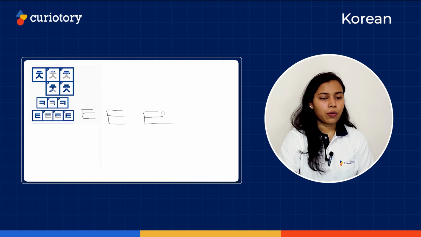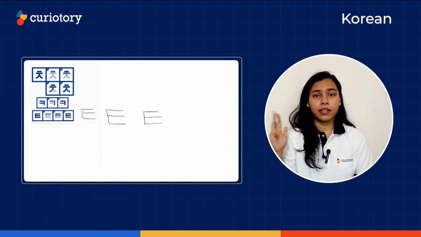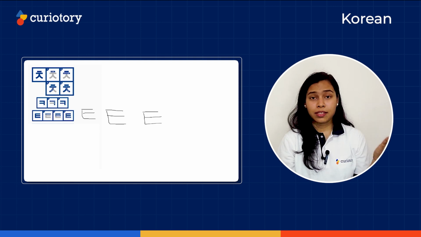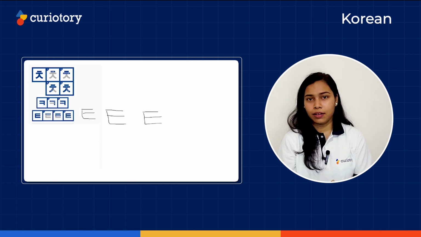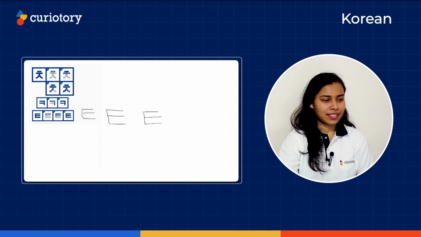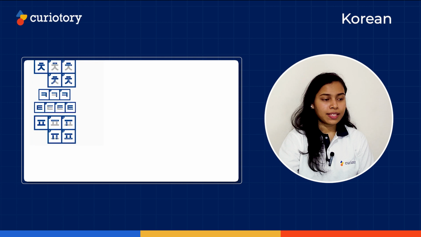So till now, what are the consonants we have learned? G, N, D, L, M, B, S, Ng, J, Ch, K, Th. Now let's see the next one. That is P. Now let's see what is its stroke order. So we'll write it like this.